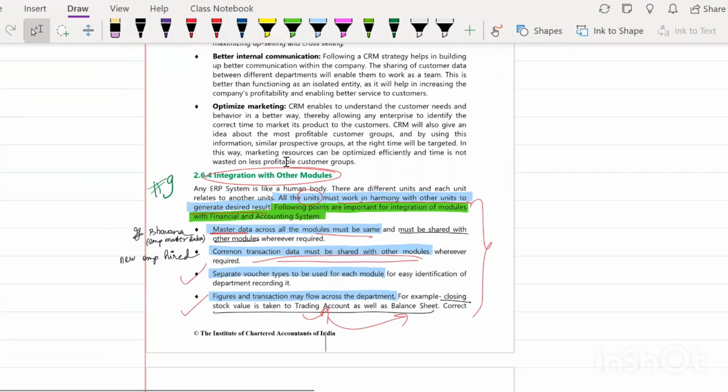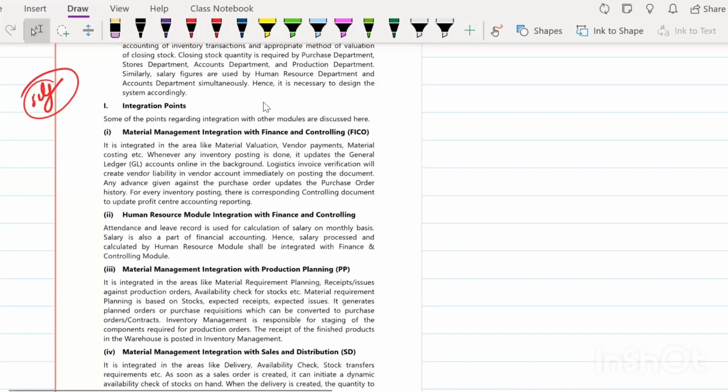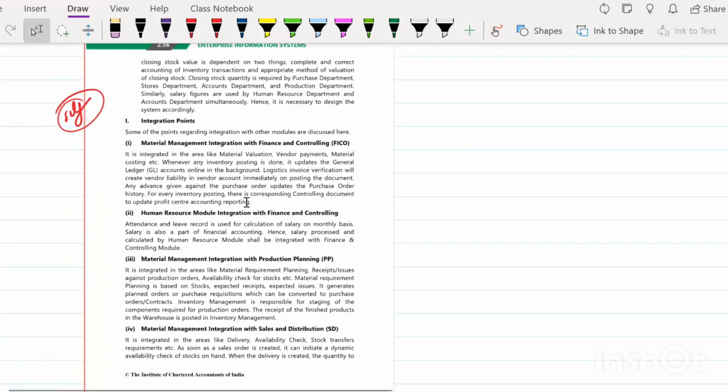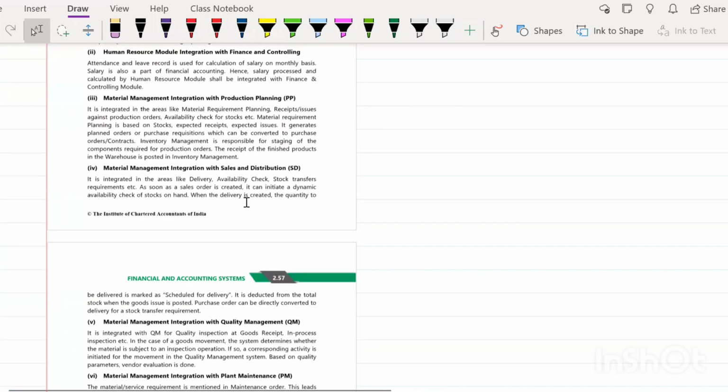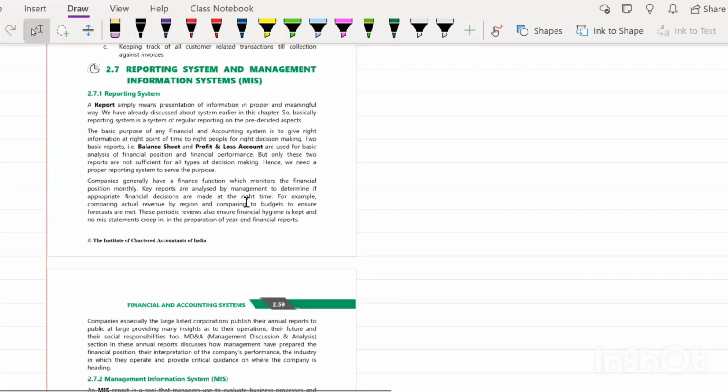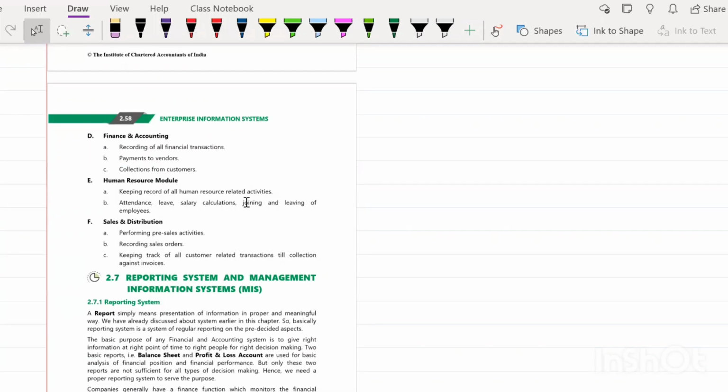Then after that, here they have given how they have taken two modules and integrated them, I mean, put them together and shown how they are integrated. So you can give this a self-read until page number 2.58. It will be very easy to understand, since you already know what each module is going to perform.